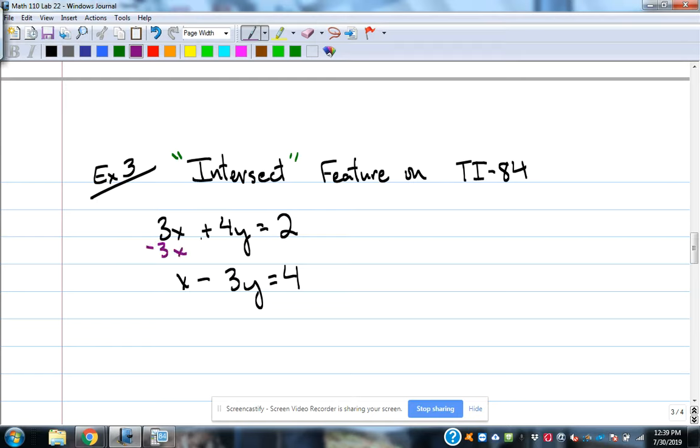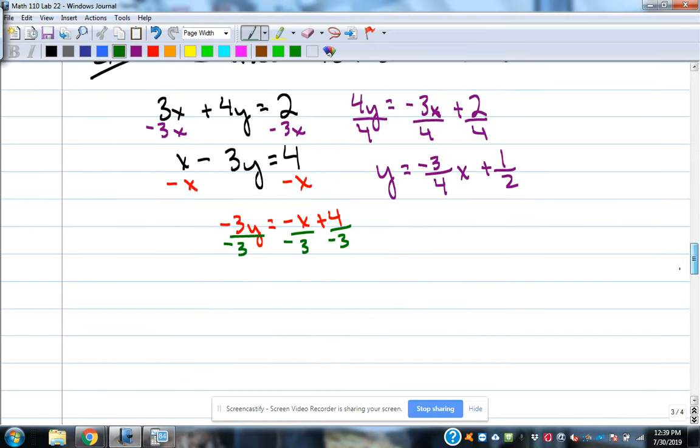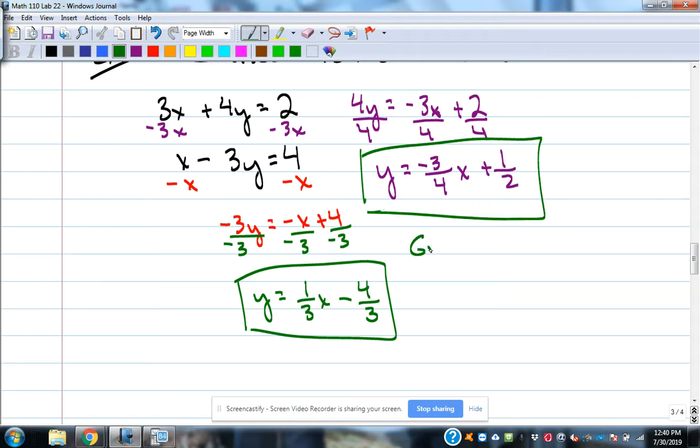So subtract 3x, 4y is equal to negative 3x plus 2, divide by 4. Y is equal to negative 3/4 x plus 1/2. So reducing that fraction. So there's one of our equations. Let's get the other equation equal to y. So subtract x and divide by negative 3. Y is equal to positive 1/3 x minus 4 over 3. So we have our two equations that we're going to graph.